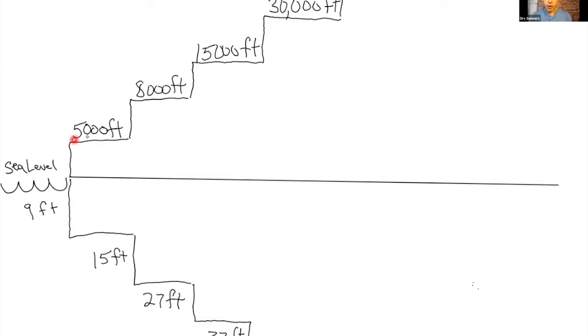Notice that as we go up, we're talking thousands and thousands of feet. And as we go down, we're not, right? 9 feet, 15, 27, 33. So the amount of descent we need to change the pressure of oxygen percentage-wise is much lower than the amount of elevation that is required before we start to see significant changes in the oxygenation of our body.